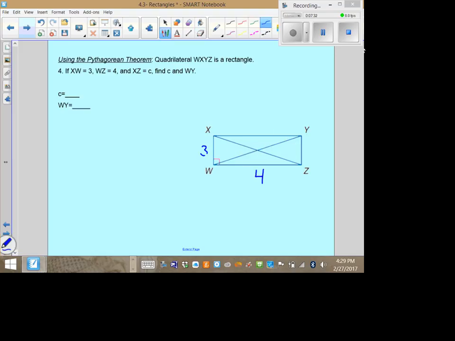We're looking first for XZ. Using our Pythagorean theorem, we can take 3 squared plus 4 squared, which equals 9 plus 16. So that gives us 25. Then XZ, since that is c, is the square root of 25, which is 5. And note that since it is a rectangle, the diagonals are congruent, so WY is also 5.